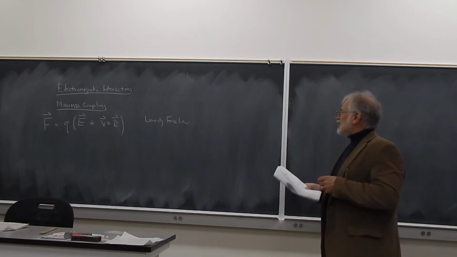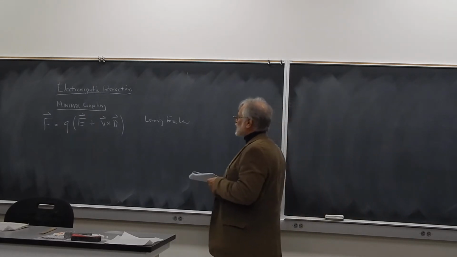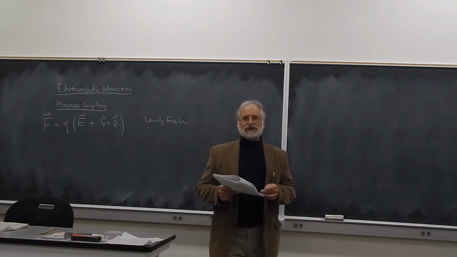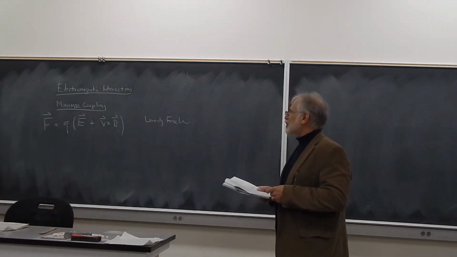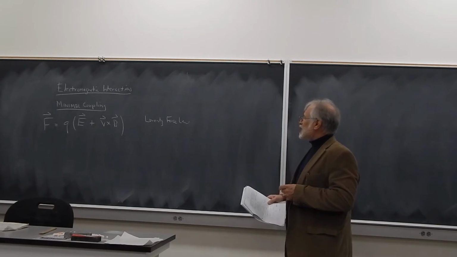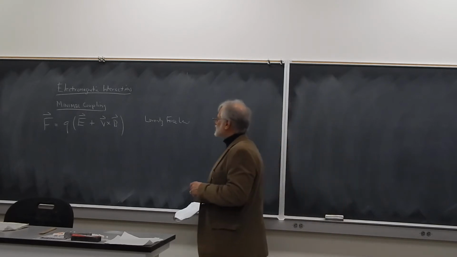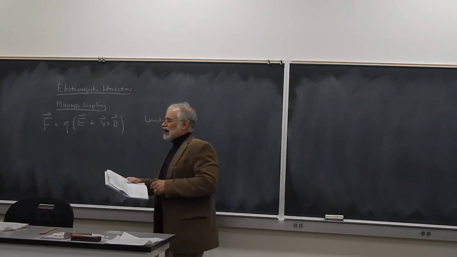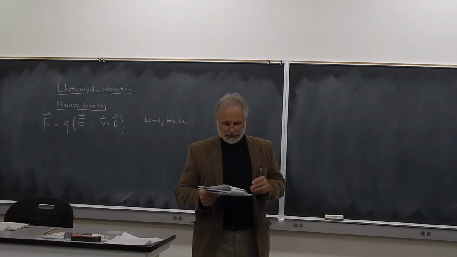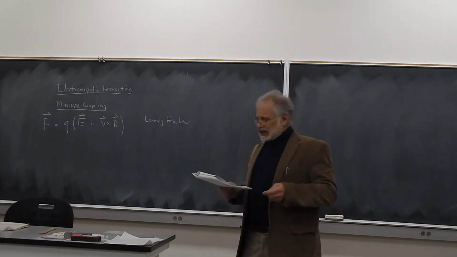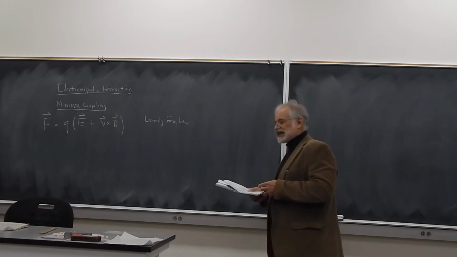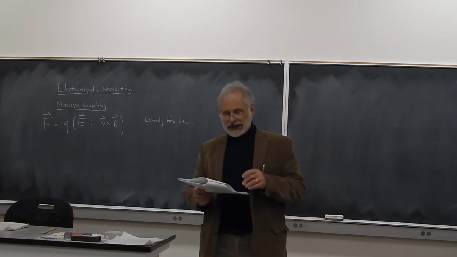Classical electrodynamics tells us there's a Lorentz force law. Whenever I have a particle of charge Q passing through an electric and magnetic field, there's a Lorentz force placed on it, which is equal to the sum of the electrostatic force and the magnetic force. But in this case, we can't express this force in terms of a gradient of a potential energy.